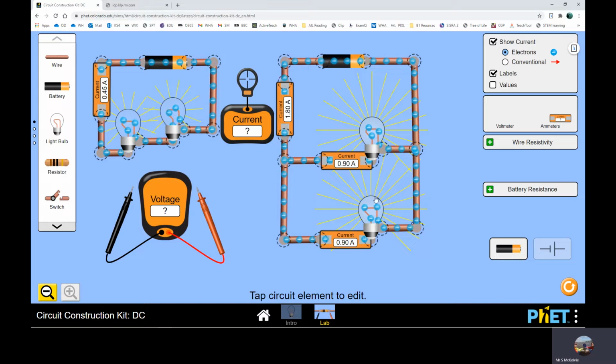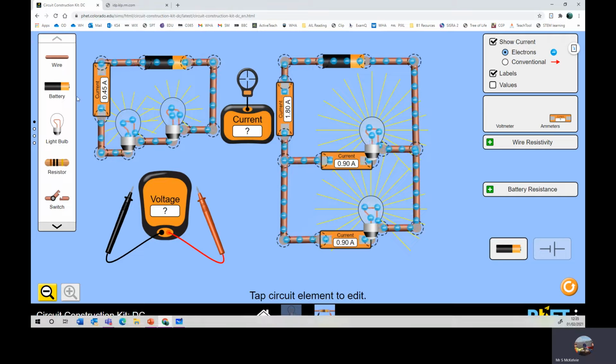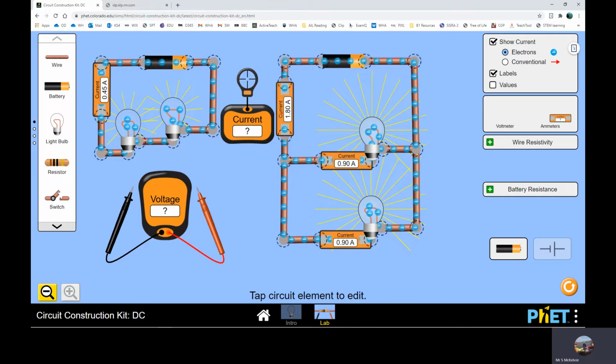That's because the voltage is the same across all the components in a parallel circuit, whereas the voltage is shared with all the components in a series circuit. And just think about this. A volt is a joule per coulomb. So 1 volt is 1 bit of energy for every coulomb of charge.